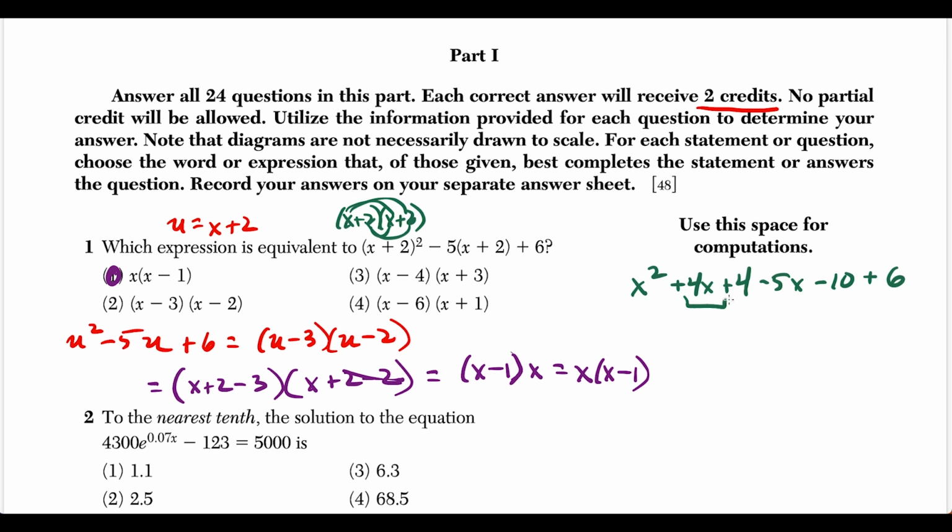And when we simplify this here, notice that 4x minus 5x is going to give us minus 1x. And if we have 4 plus 6, that's 10. And then 10 minus 10 is 0. So these constants all just cancel each other out. And then this simplifies to x times x minus 1, also giving us choice 1.